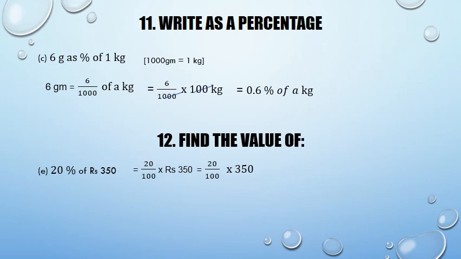Now children, we will divide 20 in the numerator and 100 in the denominator by common number 20. So 20 divided by 20 is equal to 1 and 100 divided by 20 is equal to 5. Now we will divide 5 in the denominator and 350 in the numerator by common number 5. So 5 divided by 5 is equal to 1 and 350 divided by 5 is equal to 70. So this is equal to rupees 70. So 20% of rupees 350 is equal to rupees 70.